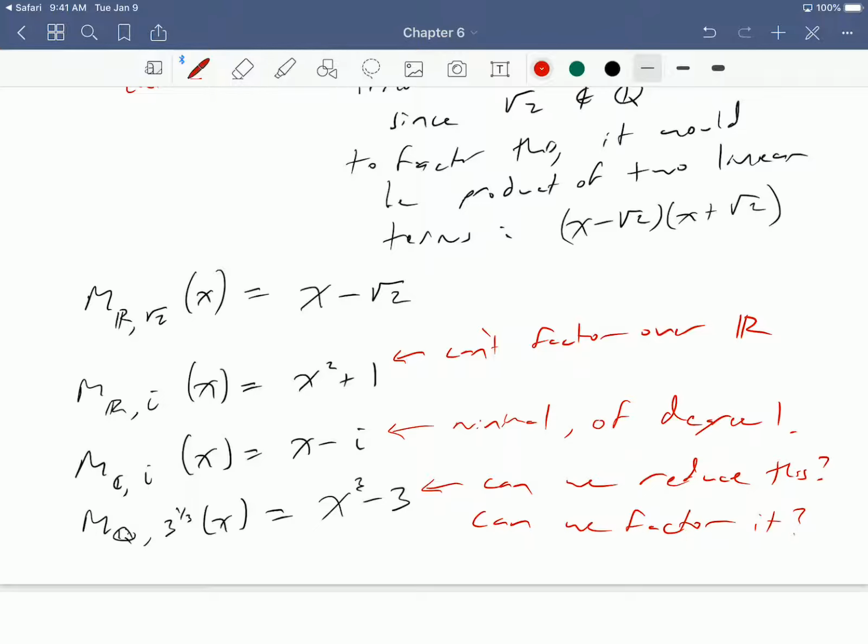Cube root of 3, it seems like my minimal polynomial should be x cubed minus 3. If we want to argue that that's correct, we want to say that it's irreducible. So one of the homework assignments will be reading through a proof of this, trying to follow those steps, and then reproducing it with some other examples.